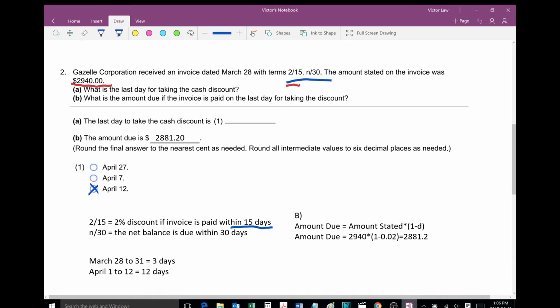Then we plug in the numbers. For the amount stated, we put in 2,940. And for the discount rate, D, we put in 2%. Once we plug in the numbers, we get 2,881.2. And that's your answer for part B.